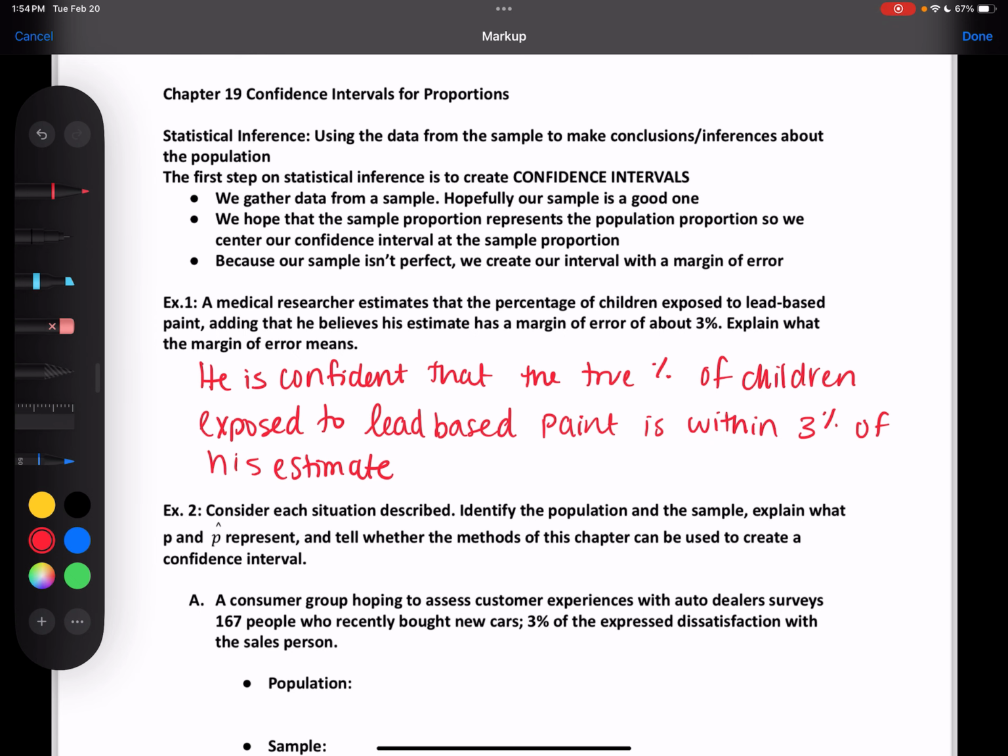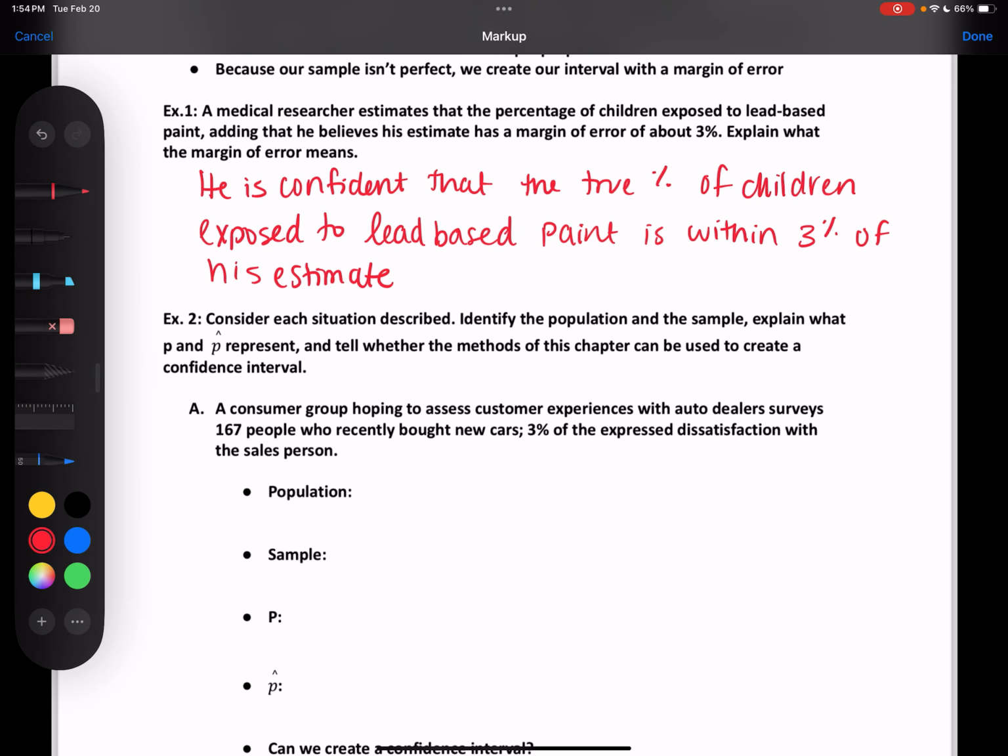Consider each situation described, identify the population and the sample, explain what p and p-hat represent, and tell whether the methods of this chapter can be used to create a confidence interval. This is going to be like a throwback to chapter 2, with writing everything out. A consumer group hoping to assess customer experiences with auto dealers surveys 167 people who recently bought new cars. 3% of the people expressed dissatisfaction with the salesperson.